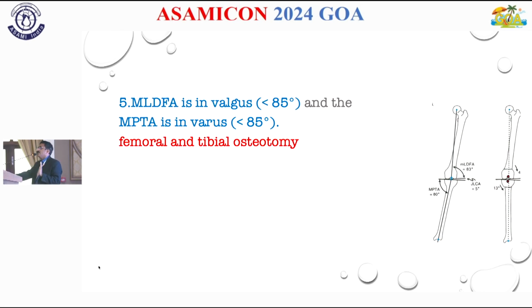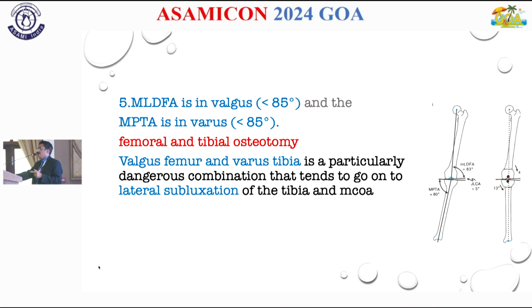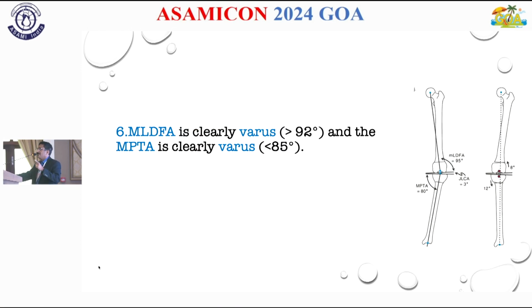So what will you do? You have to do both femoral and tibial osteotomy, because valgus femur and varus tibia is a particularly dangerous combination. There you have to correct both. So you cannot keep a valgus femur and a less corrected tibia. That combination will give you future arthritis. So when LDFA is clearly varus and MPTA is clearly varus, here also you have to do both osteotomies, femoral and tibial.